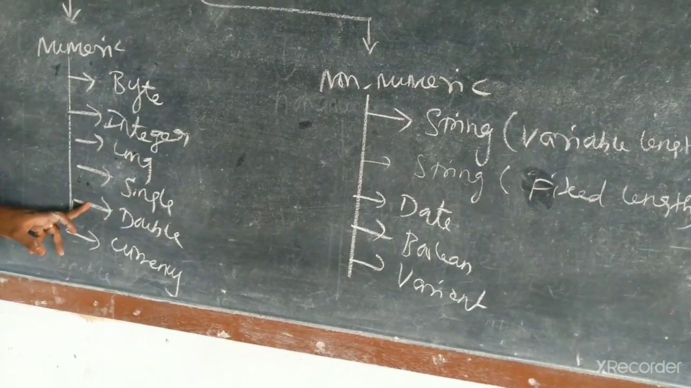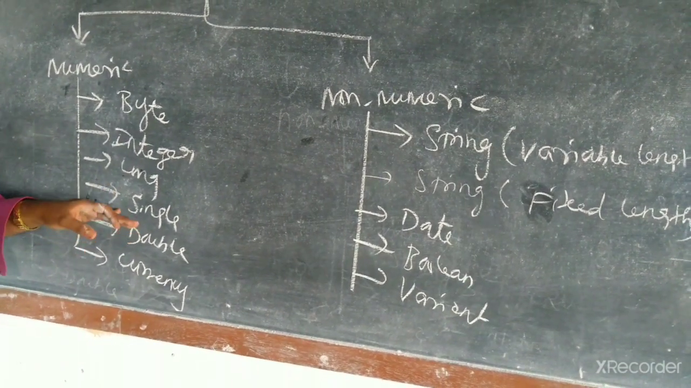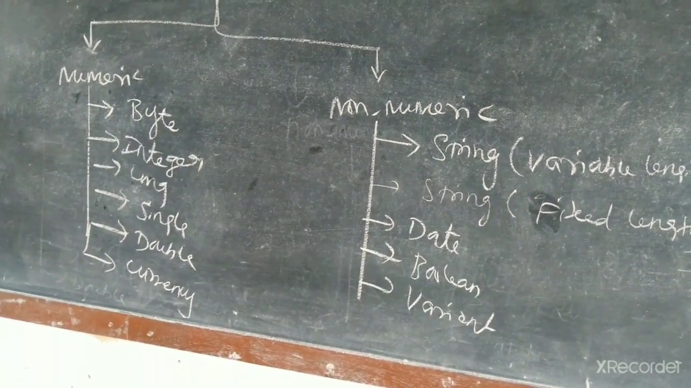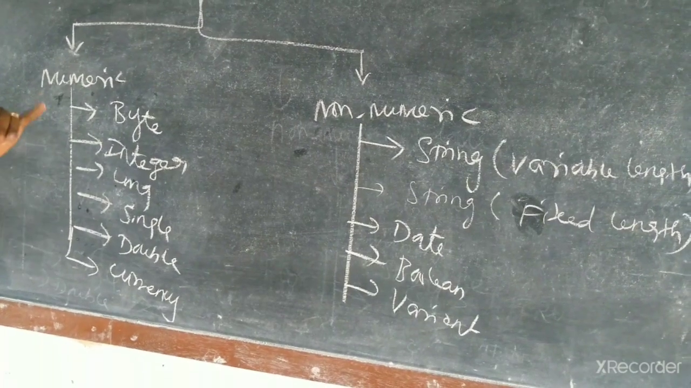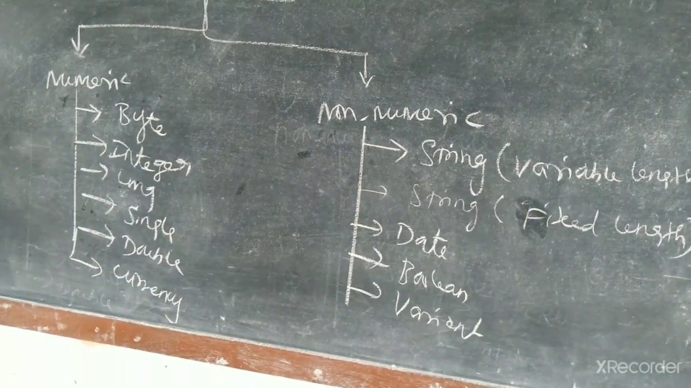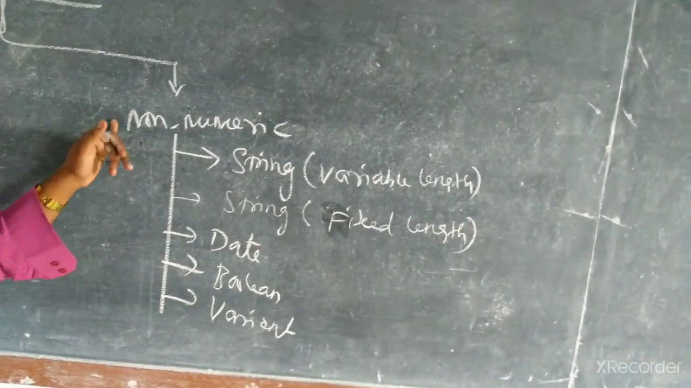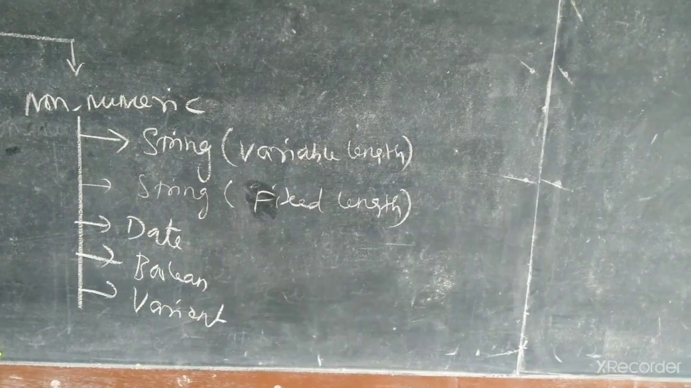14 digits after the decimal point. Then next, currency. Currency is the amount of value. The next, non-numeric data type, string data type.